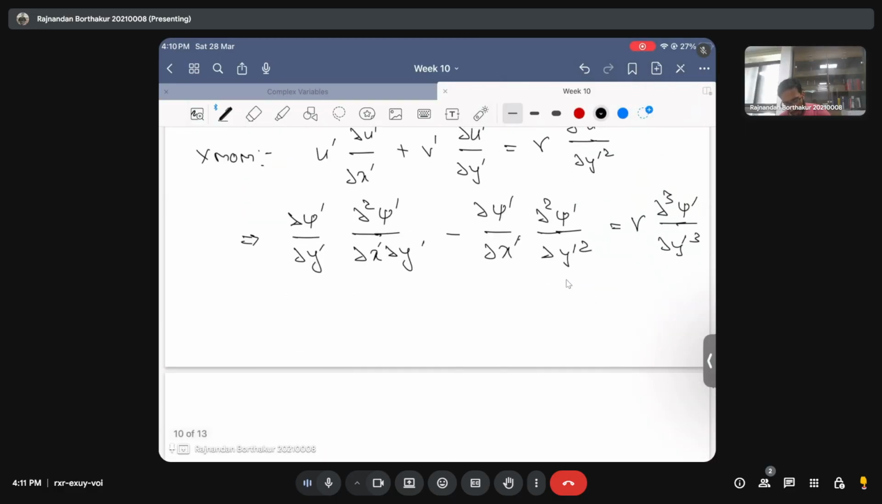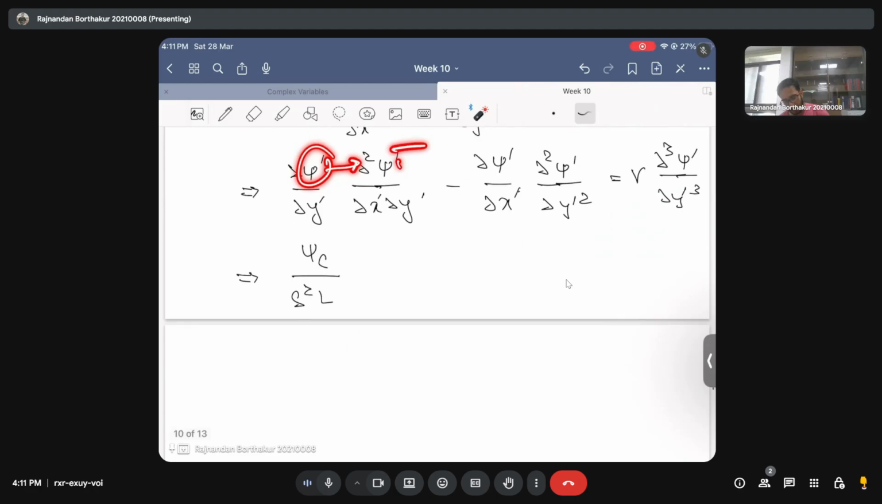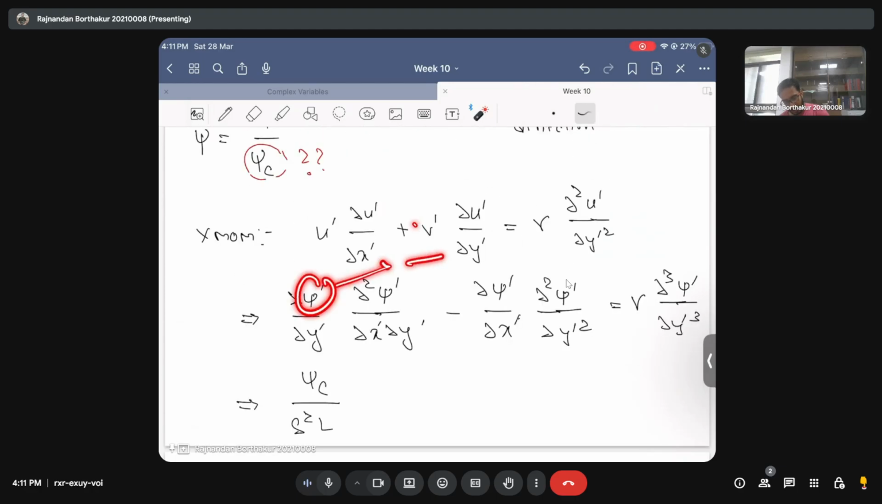So that's it, we're almost there. Then we'll invoke the non-dimensional variables. For instance, from here we'll get psi c by delta squared L. Because I know that psi prime is equal to psi by psi c, I can write psi prime accordingly, so that psi c will basically come out of here.